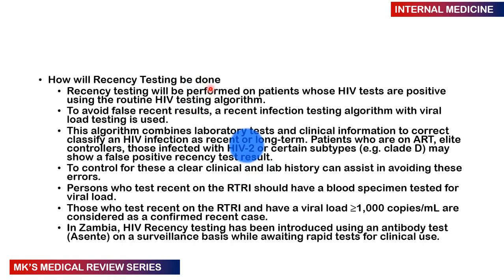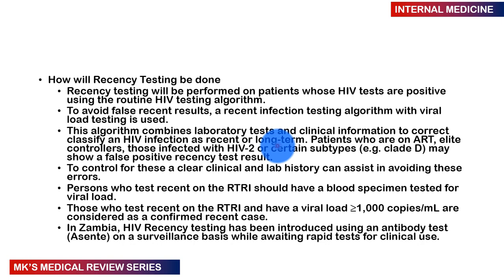This would be performed on patients who have a positive HIV test, using the routine HIV testing algorithm that I alluded to earlier on. To avoid false recent results, a recent infection testing algorithm with viral load testing is used. This algorithm combines laboratory testing with clinical information to correctly classify the HIV infection as either recent or long-term. Patients who are on ART or elite controllers, those infected with HIV type 2 or certain subtypes like cluster D or group D, may actually show a false positive result for recent testing. So you need to note this.